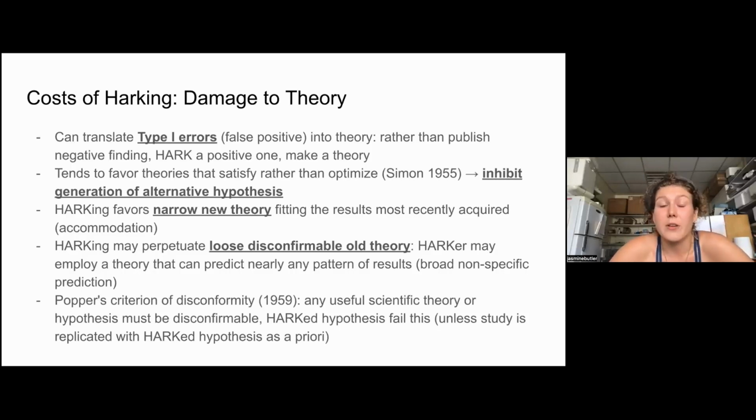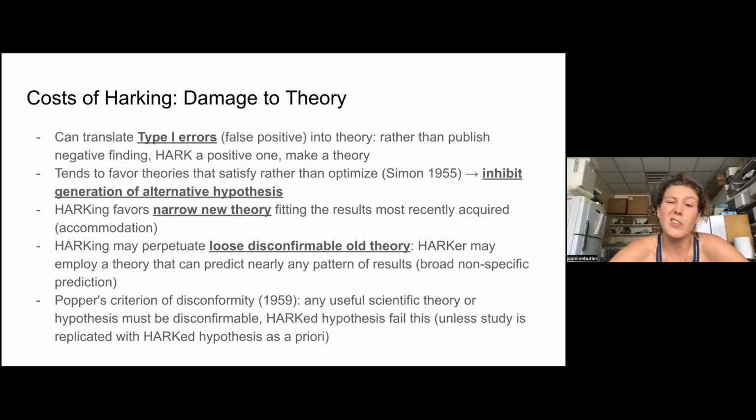So the damage to the theory, this is where Kerr posits that most of the issues and the costs of HARKing come into play, primarily through the translation of type 1 errors into theory. So rather than publish a negative finding, people might be more likely to HARK a positive one, make a theory and posit this. And then we'll end up with more false positives in our current working theory of any given field. It also tends to favor theories that satisfy rather than optimize.